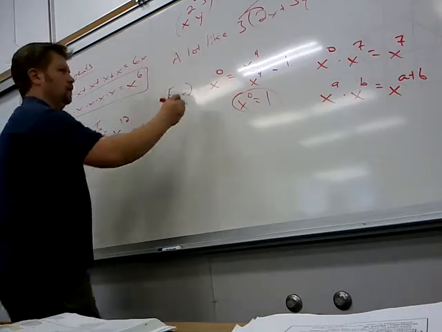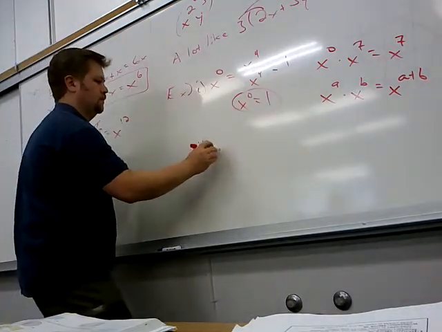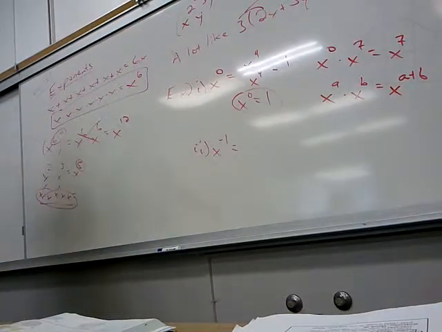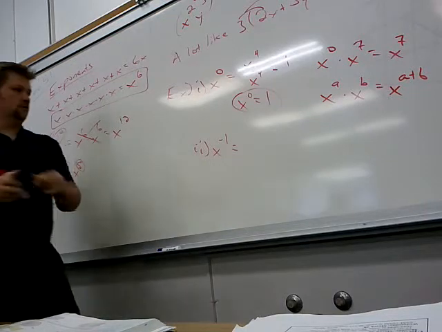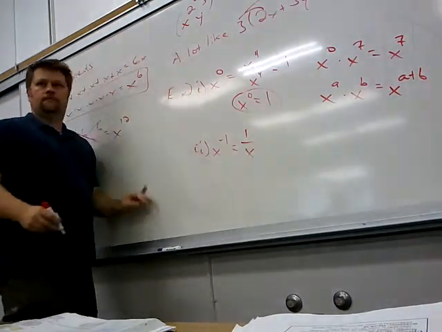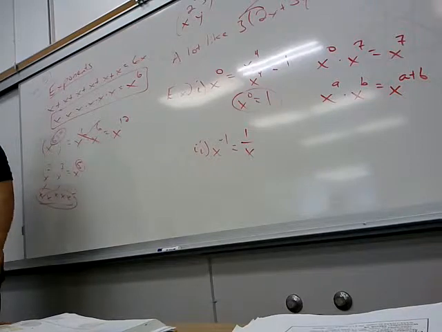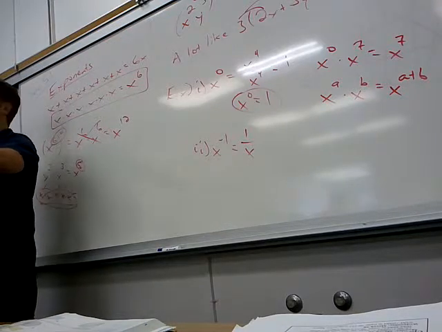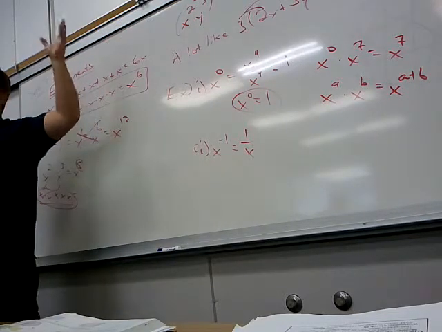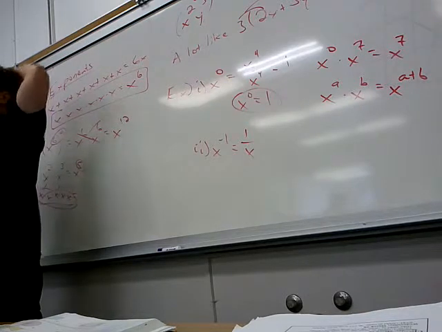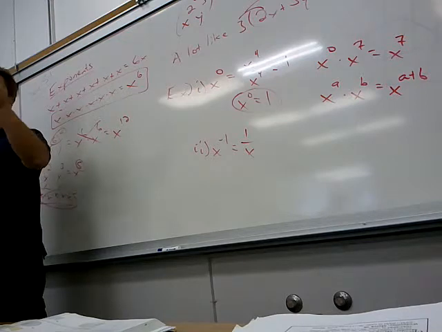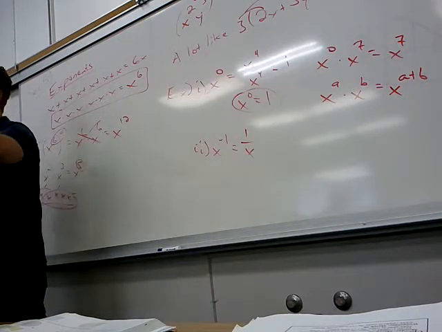Who remembers what x to the negative power was? What does a negative power mean? 1 over x. There you go. So this would be 1 over x. Because you flip it, right? Negative power means flip. That's all. If it's on the bottom, put it up top. If it's on the top, put it on the bottom. No magic. Negative power doesn't mean make it negative. Negative power only means flip.